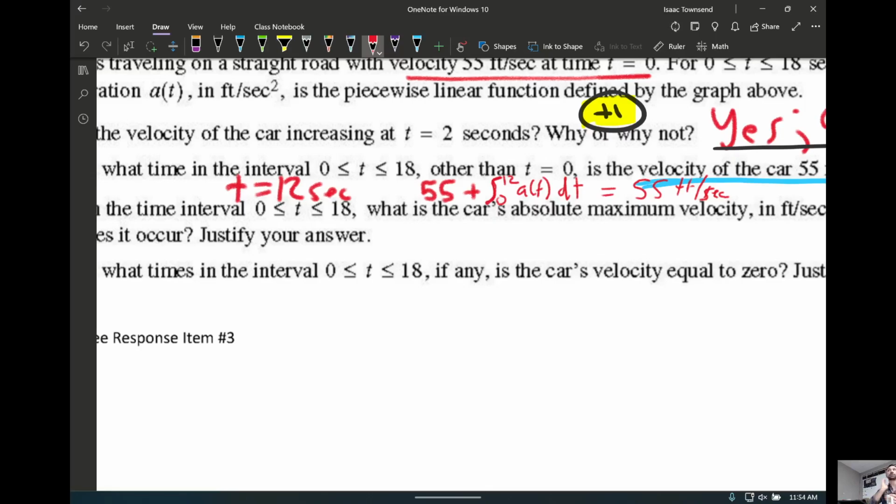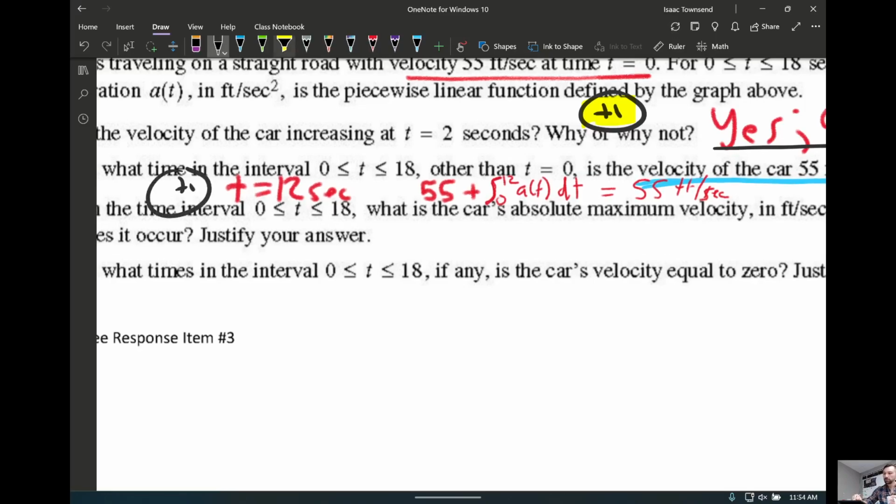So I started off with a speed of 55, and then the area under the curve from 0 to 12 basically ended up being 0. It was above for a little bit, and then once you get to t equals 12, it balanced out to be 0. This is the most efficient way to do a justification. I'm not saying it's the only way you could get it, but by far the easiest.